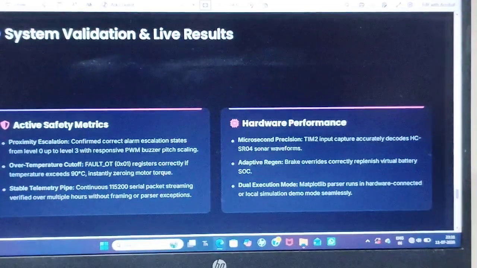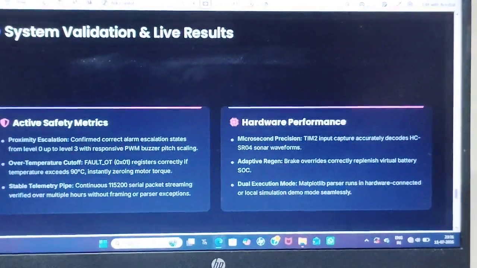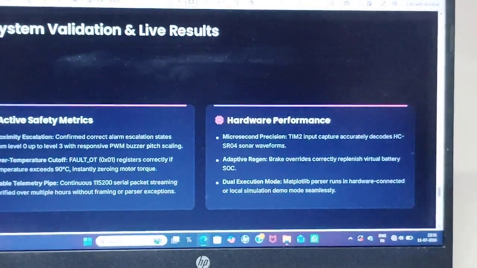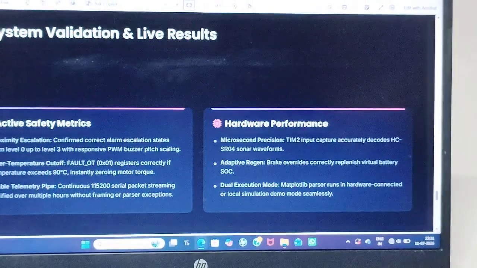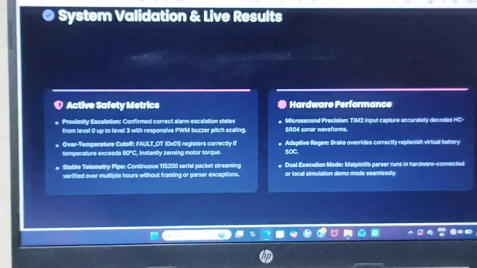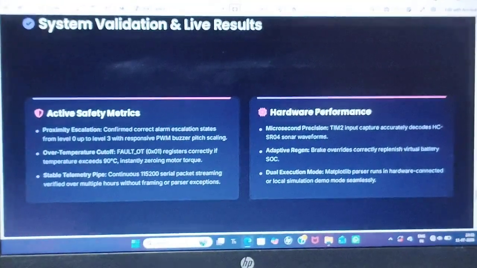Hardware performance: microsecond-precision TIM2 input capture greatly decodes HC-SR04 sonar waveforms. Adaptive regeneration: brake overrides correctly and replenishes battery SOC. Hardware performance: microsecond precision, adaptive regeneration, dual excitation mode.